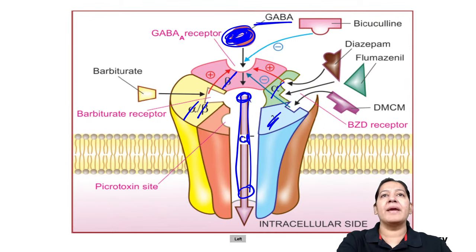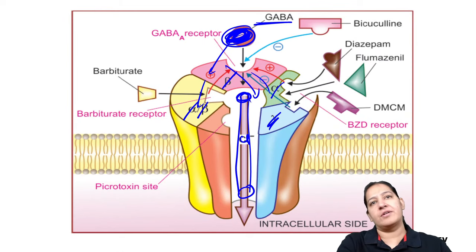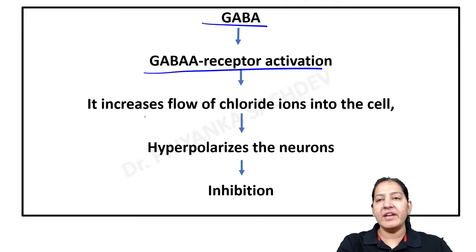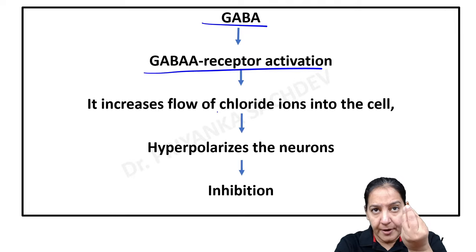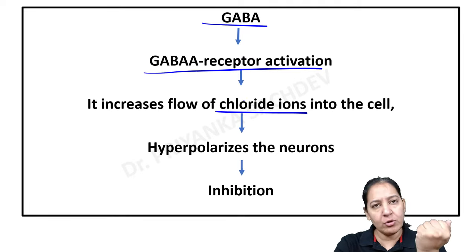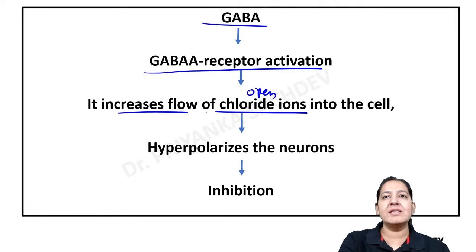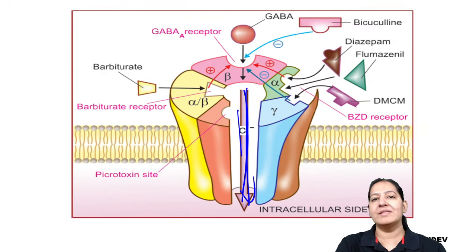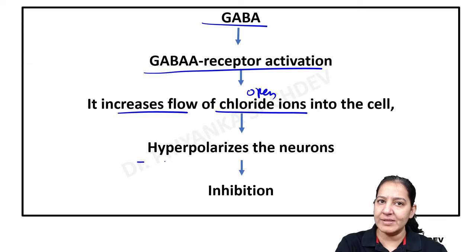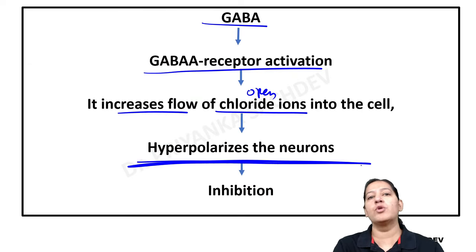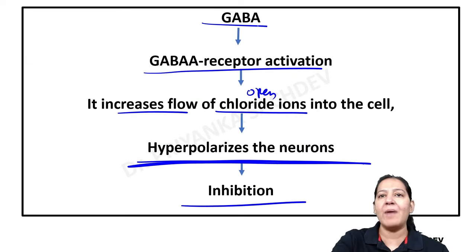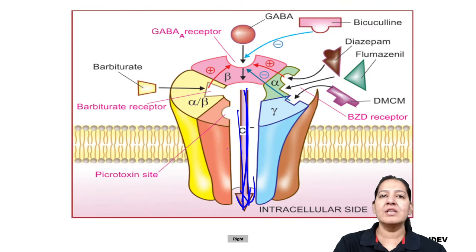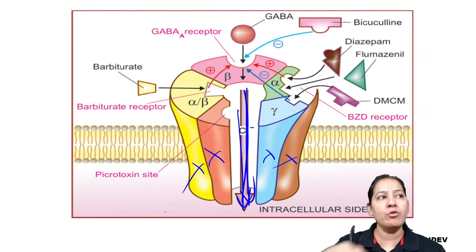When GABA is coming and binding with its receptor, alpha, beta, and gamma, it opens the chloride channel. Once the chloride channel opens, it increases the flow of chloride. So more and more chloride will go inside. It causes hyperpolarization of the neuron. It is causing inhibition. That's why GABA is an inhibitory neurotransmitter. This is how the neuron gets inhibited.